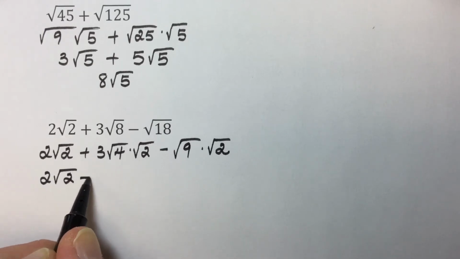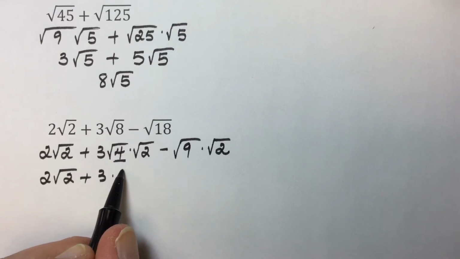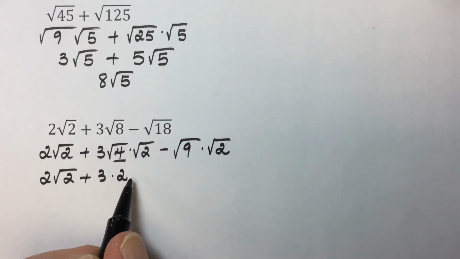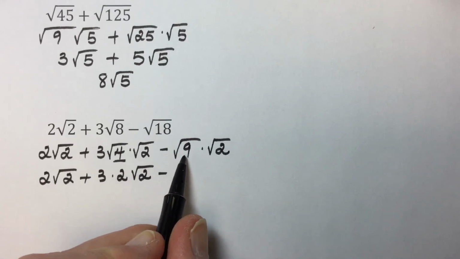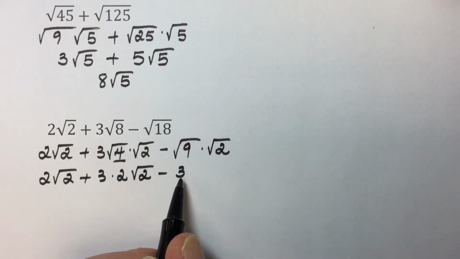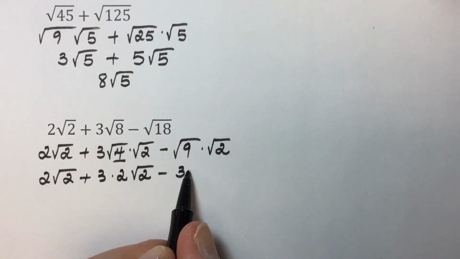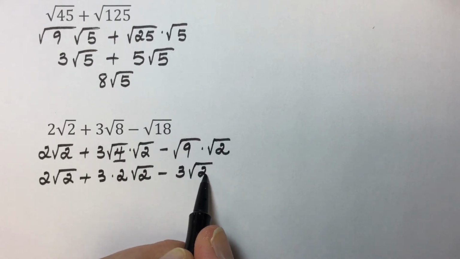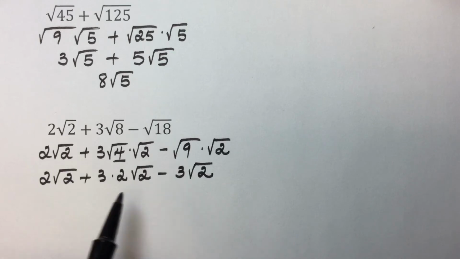Simplifying further, we have a perfect square here with square root of 4, which is a 2. Square root of 2 cannot be simplified further. Moving through the problem, square root of 9 is 3, since 3 squared, or 3 times itself, is 9, and square root of 2 cannot be simplified. We have addition, multiplication, and subtraction.